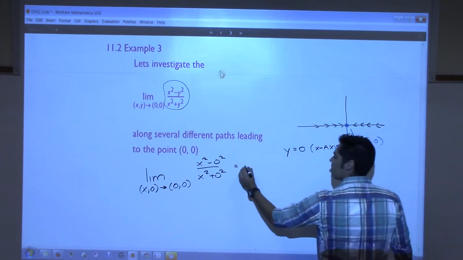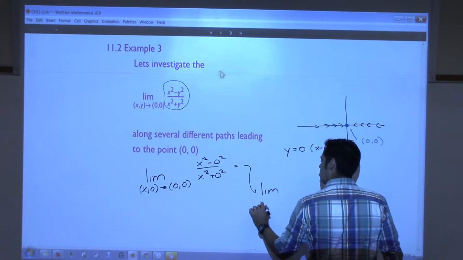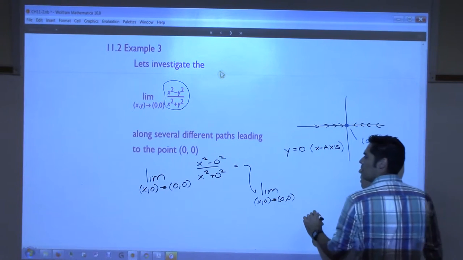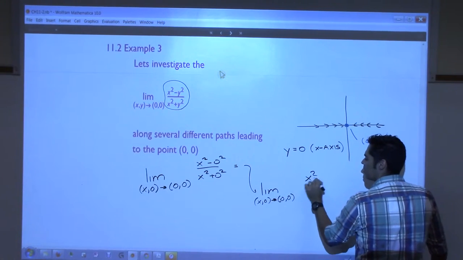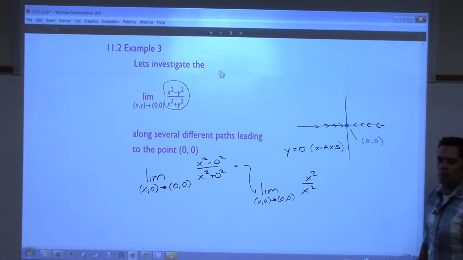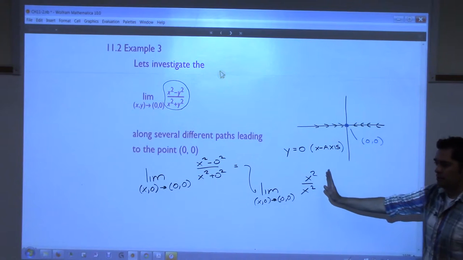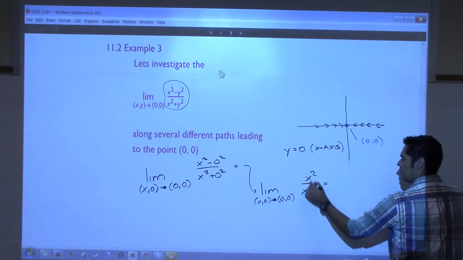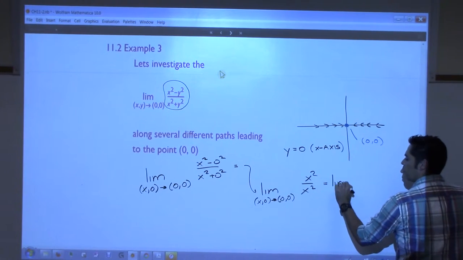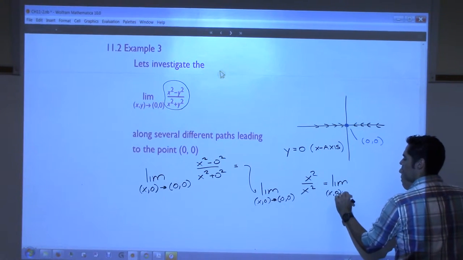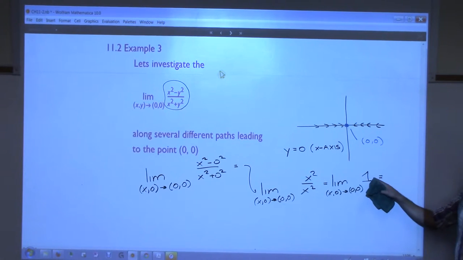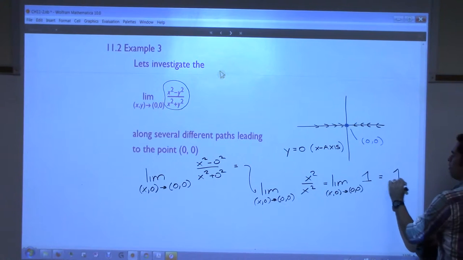Which equals the limit as x, y approaches 0, 0 of, well, that's just x squared over x squared, right? And what's x squared over x squared? That's going to be 1. I can reduce this before I take the limit. I'll write it one more time. Limit as x, y approaches 0, 0 of 1. And what's the limit of a constant? Just the constant. So we get 1.